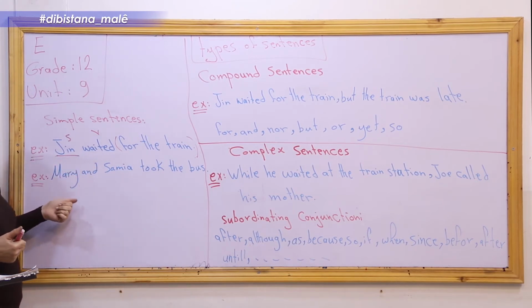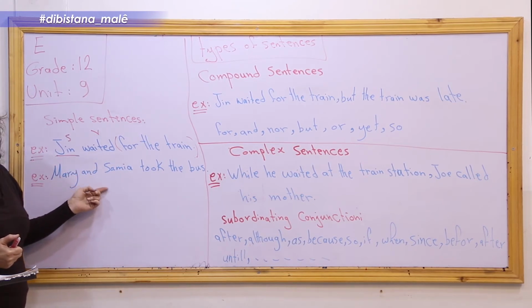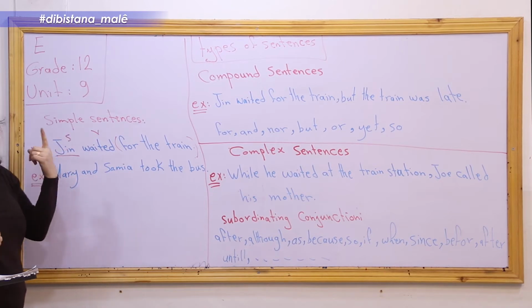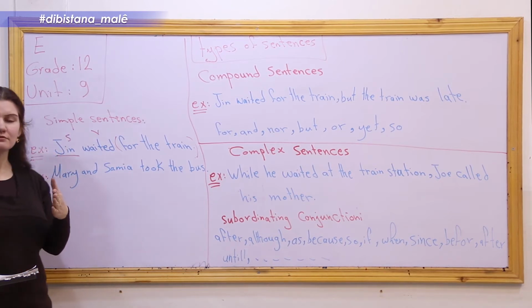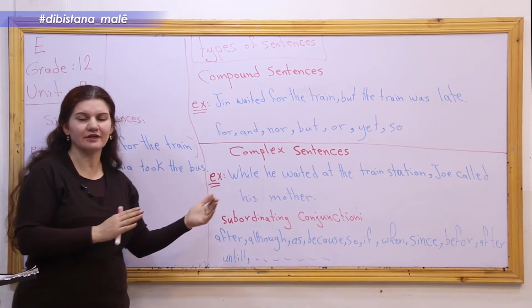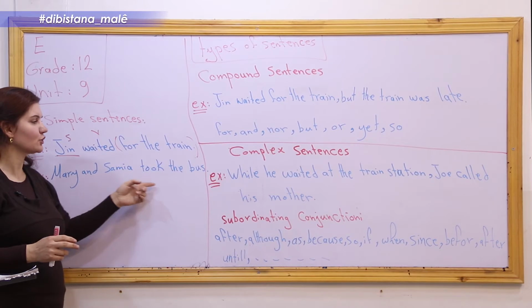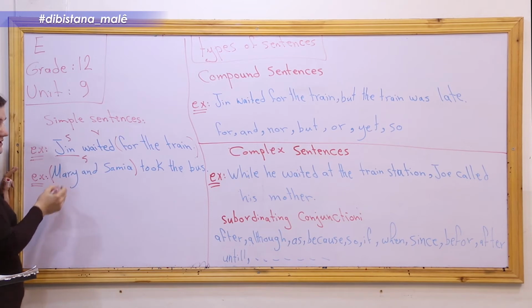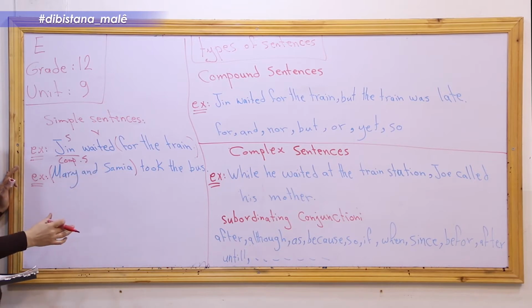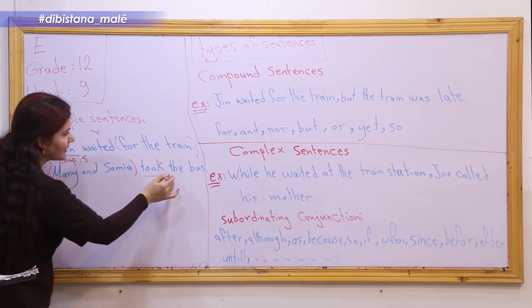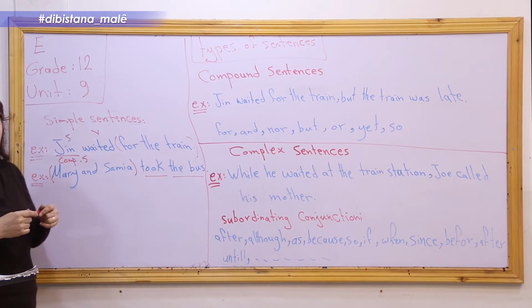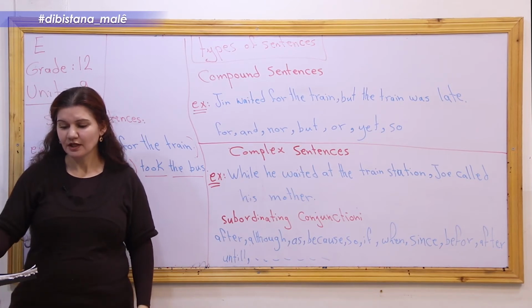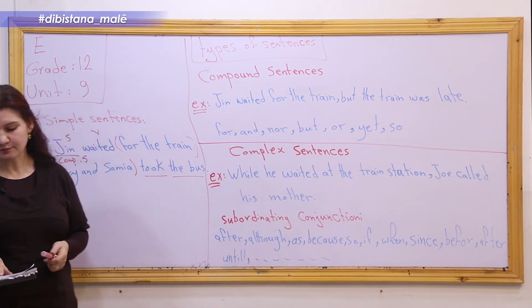These simple sentences may contain a compound subject. Mary and Samia took the bus. Here we have Mary and Samia as a subject, but it's a compound subject. It's a simple sentence, okay? Subject and the verb, and here we have the object or the complement of these sentences, okay? And sometimes maybe we have a prepositional phrase.